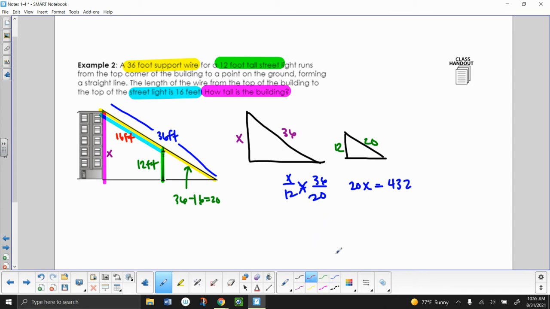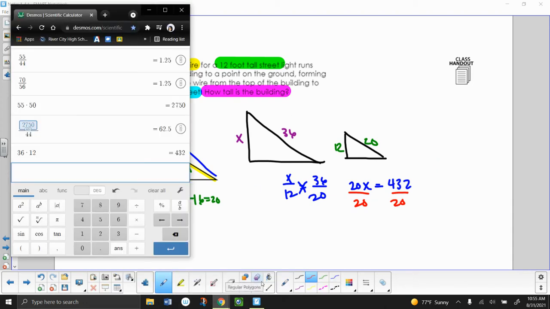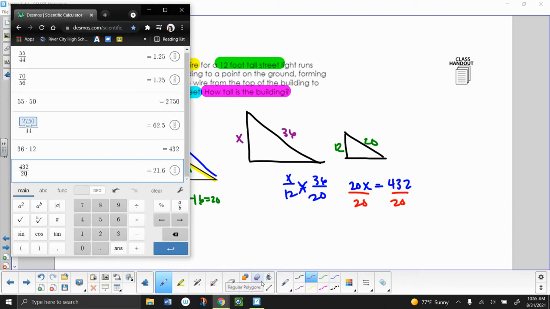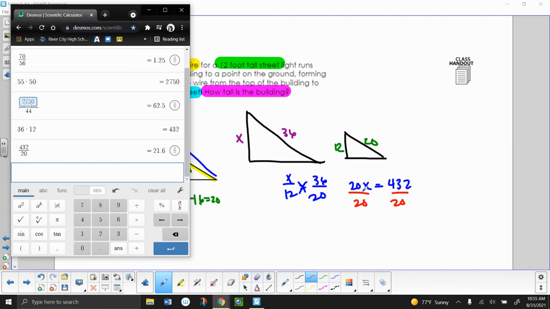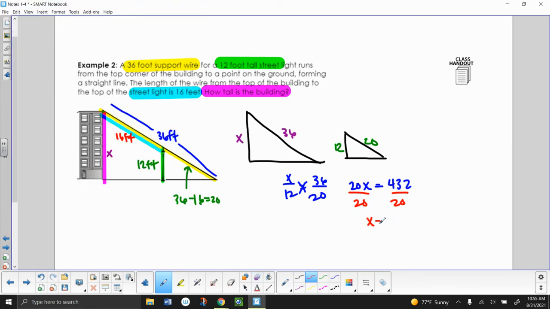Okay, and then we are going to divide both sides by 20. So 432 divided by 20, we get 21.6. All right, so then our final answer, we're going to say the building is 21.6 feet tall.